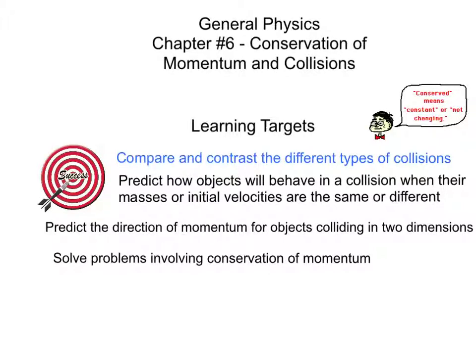So we've looked at momentum as it applies to a single object. Now we're going to consider the momentum of a system of two or more objects. To do this, we're going to explore what happens with momentum during collisions and explosions.